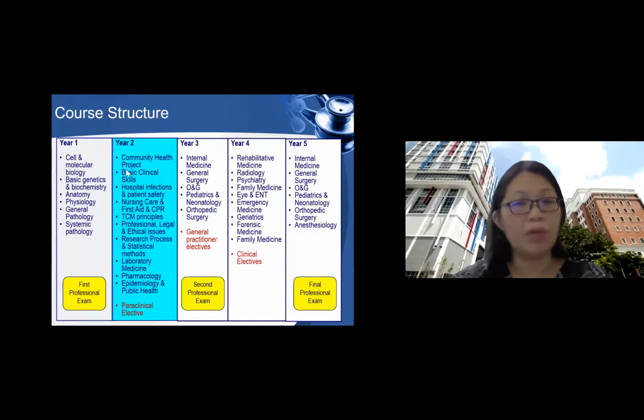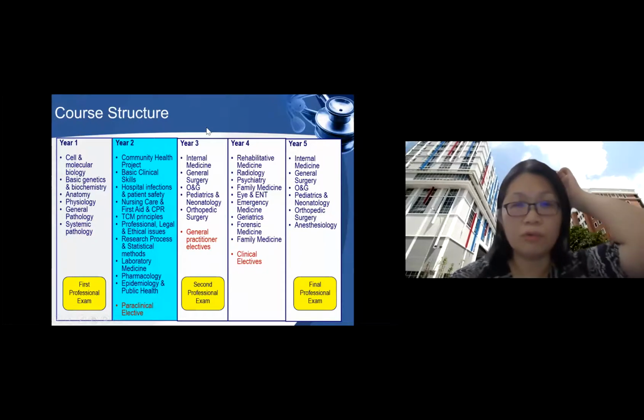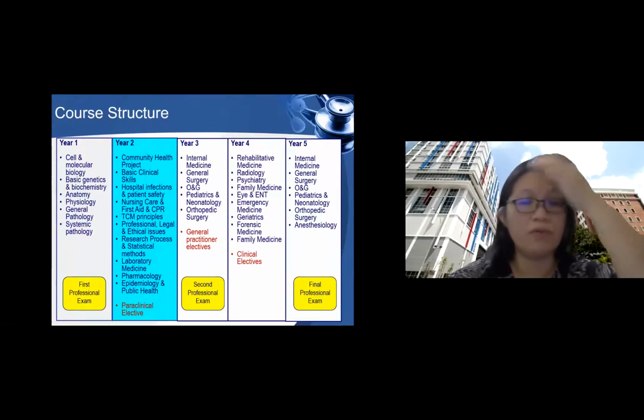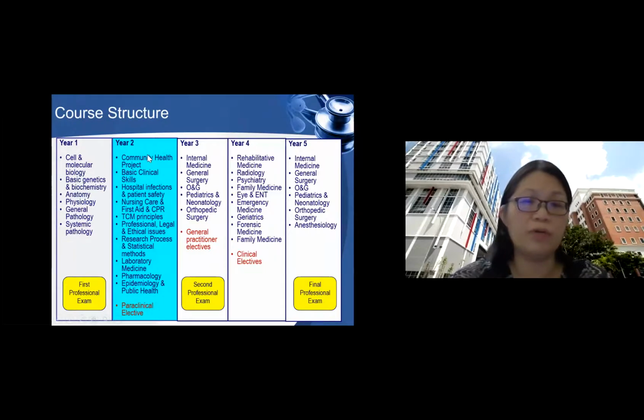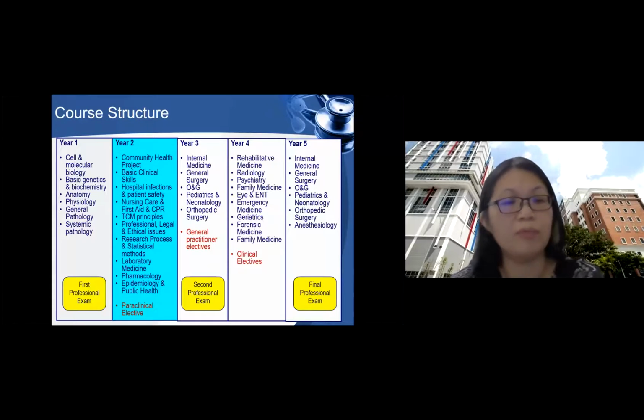In year 2, we start to have basic clinical skill training for our students, in preparation for full-time clinical training from year 3 to year 5, right? And at the same time, in year 2, we have a slot for the community health project, whereby the students will be asked to design and carry out a community health project in a selected target group. And after the project, the students are required to go back to the community and provide health promotion activities to inform the target group about their outcome, as well as how they can better improve their well-being, right?